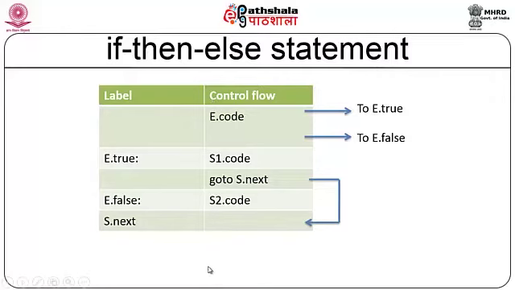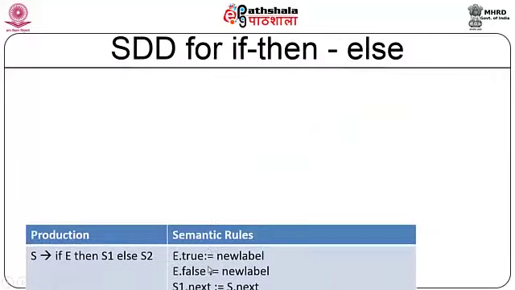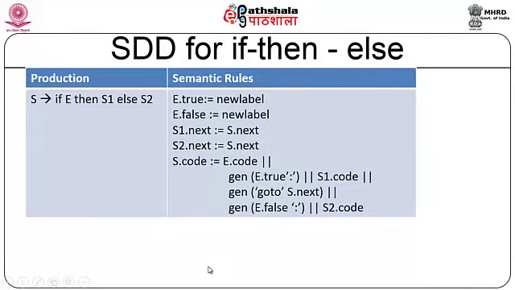So, this has now been converted to an SDD, a syntax directed definition, where you will have two new labels, because E.false will also be a new label and E.true will also be a new label, because I have to run the body S1 in one particular label and S2 in another particular label. Therefore, I am defining two new labels corresponding to true and false. Now, again here S1.next is equal to S.next and S2.next is equal to S.next. This is again similar to the previous one.